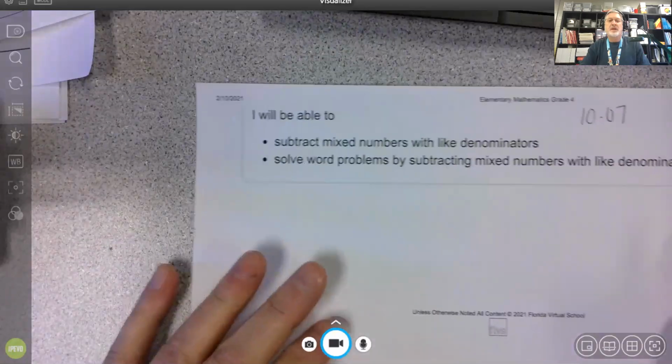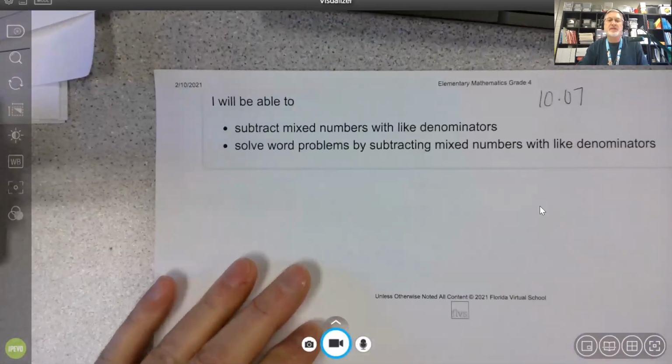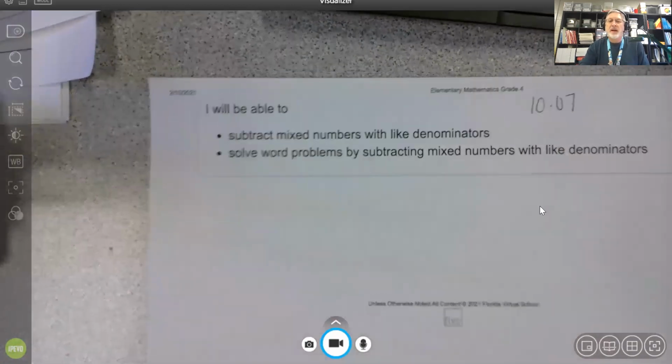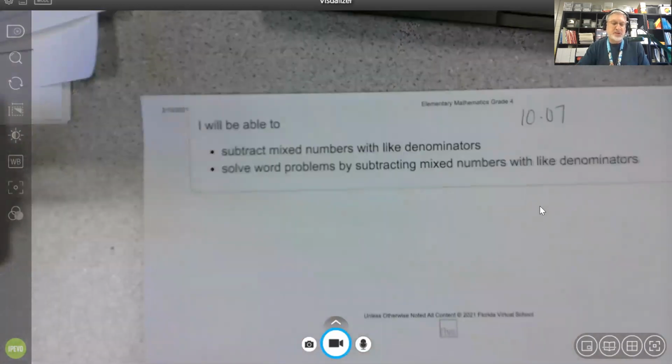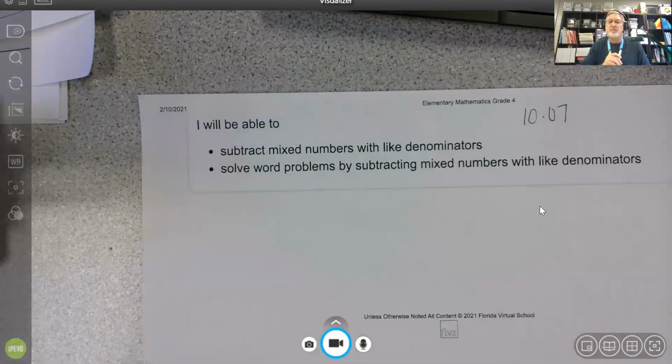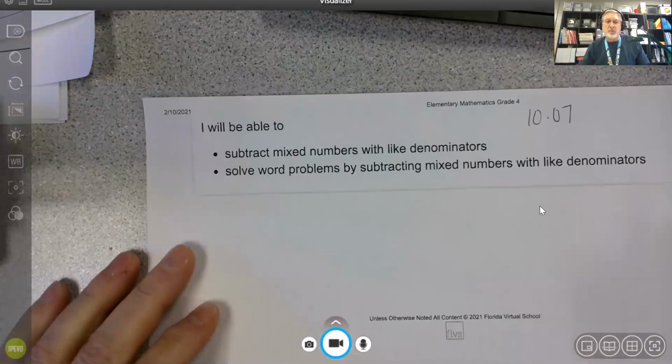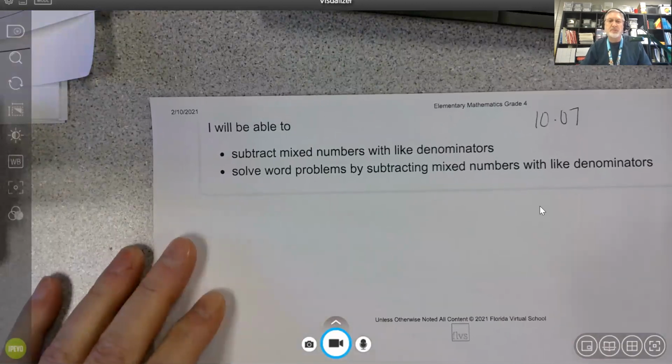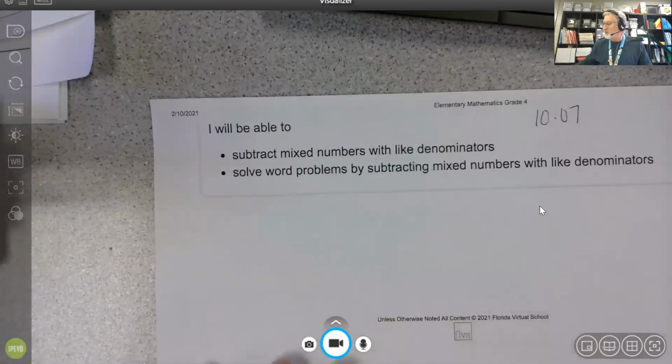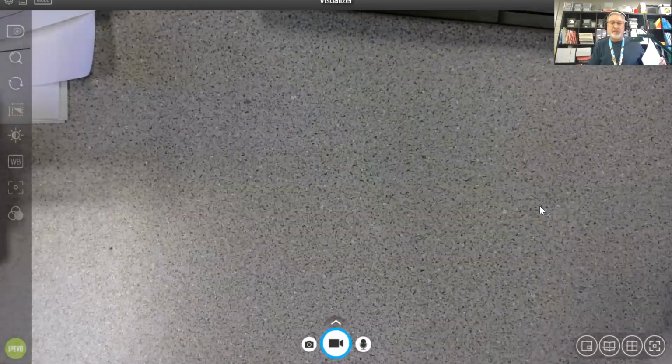And in 10.07, we have our learning target. Our learning target is I will be able to subtract mixed numbers with like denominators. And the second learning target has to do with solving word problems by subtracting mixed numbers with like denominators. So just like our last video, 10.06, I'm not going to go over any word problems. I'm just going to go over computation with subtracting mixed numbers that have like denominators.